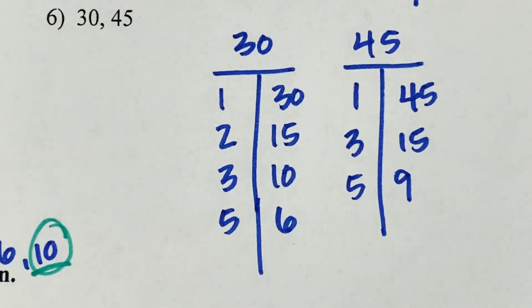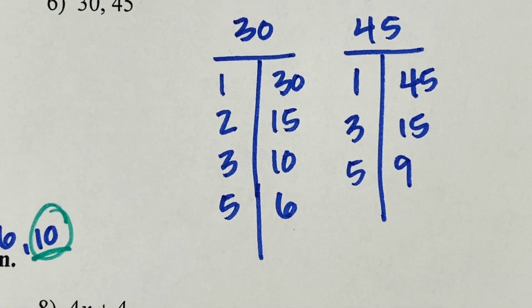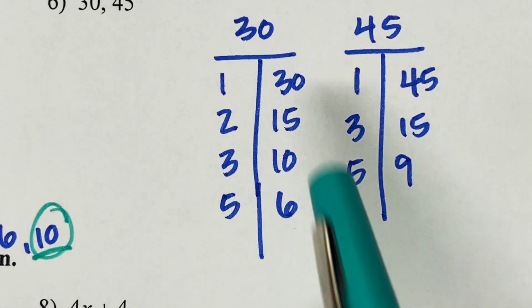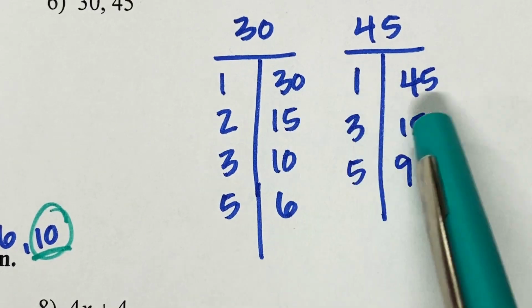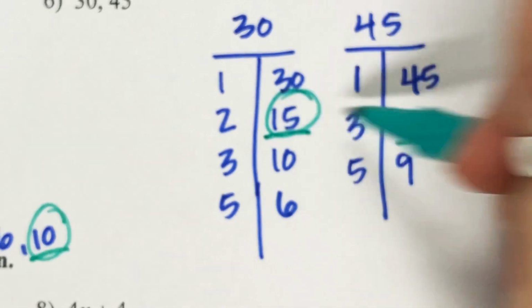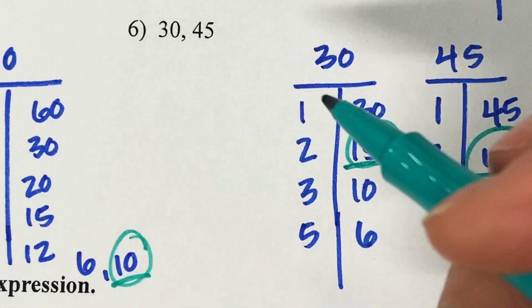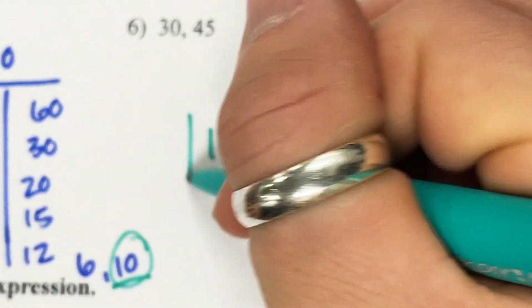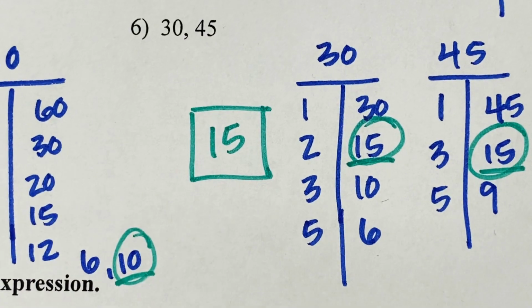Okay, we're done. So what is the biggest number that's on both of those lists? Okay, I see 30, no. Ooh, 15, yes. So my greatest common factor for 30 and 45 is 15.